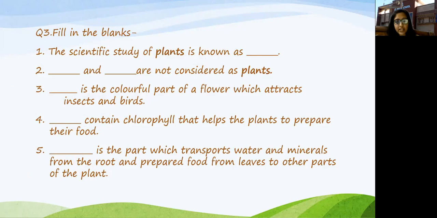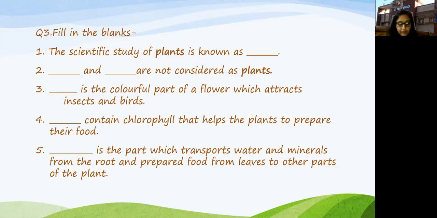You will get the answers. Third one, dash is a colorful part of a flower which attracts insects and birds. We have just studied this, so I hope everyone will be able to answer it after watching this video. Fourth one, dash contains chlorophyll that helps the plants to prepare their food. Everyone knows this, this is very easy now. We have discussed this many times.